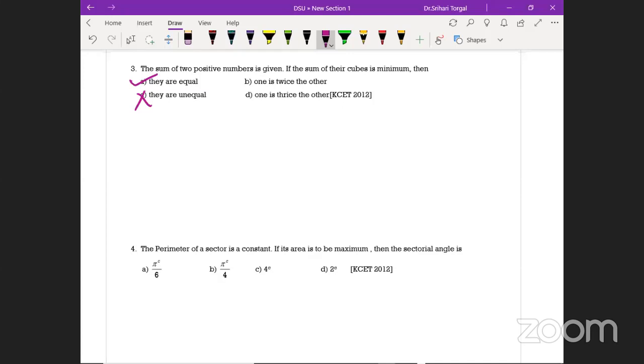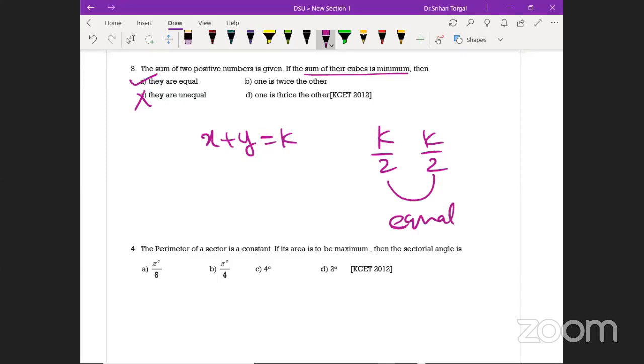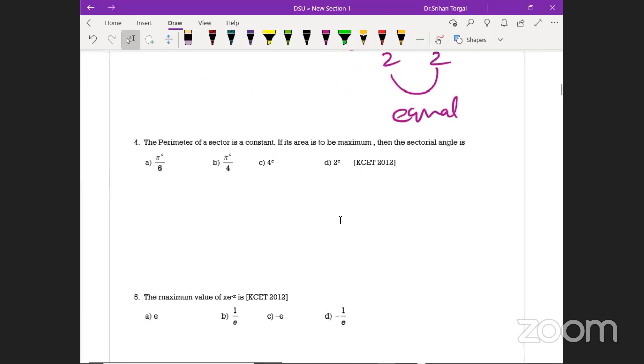Remember, if you know the sum of two numbers is k, the sum of their cubes is minimum when it is k by 2 and k by 2. That is, you have to divide that by 2. So these are the two values and these two are equal, right? This is the value of x and this is the value of y. Both are equal. They are equal is the answer. Right?